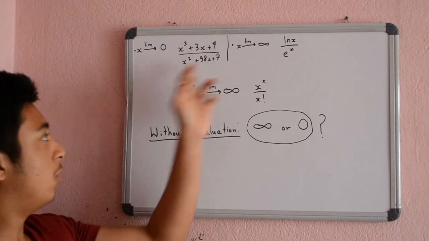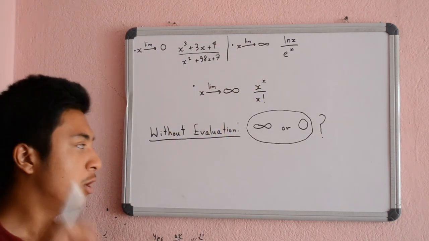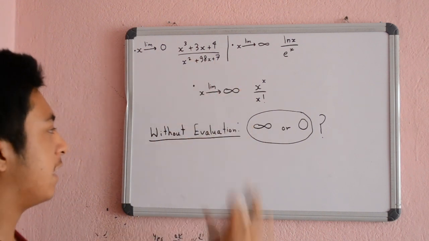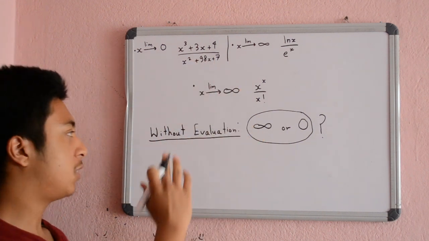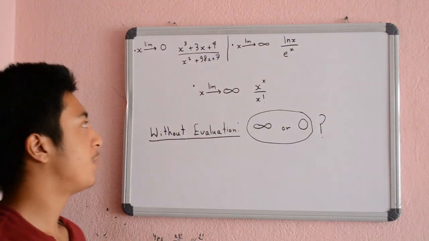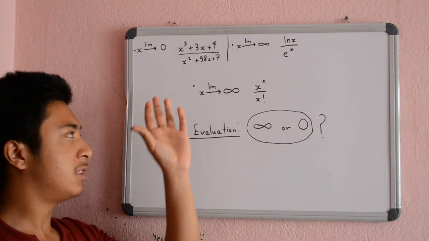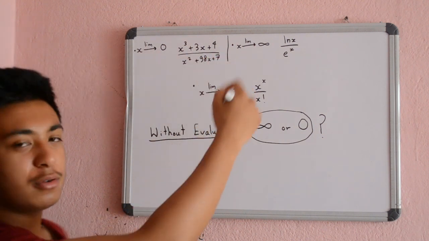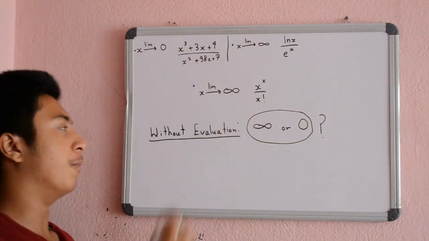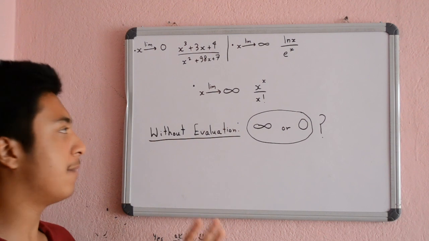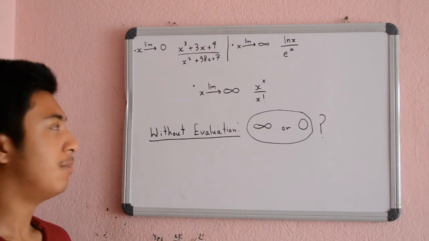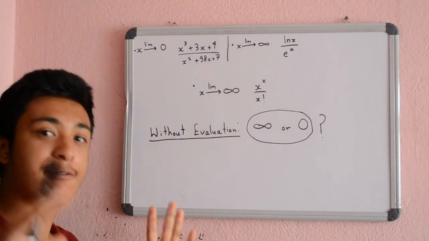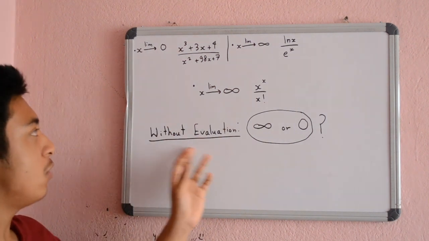Well guys, let's solve these three limits right here, but without evaluation. We need to figure out if these limits tend to infinity or 0, but without evaluating them. To evaluate such limits, as you can see, they're either in 0 or infinity form, and we can simply evaluate them by using L'Hospital's rule. But let's not do that either. Let's just not use any limit method at first, and let's evaluate them.